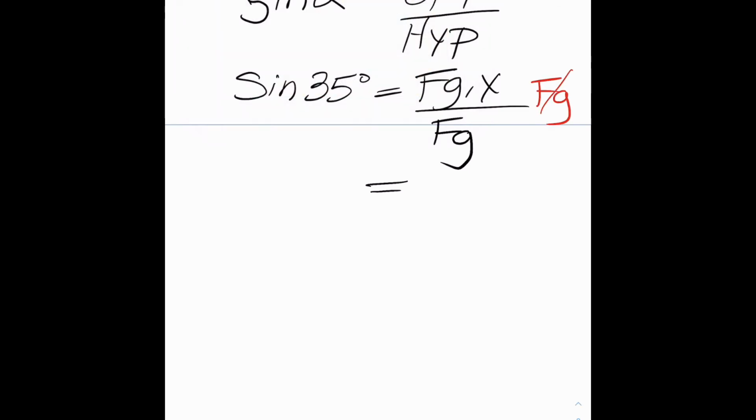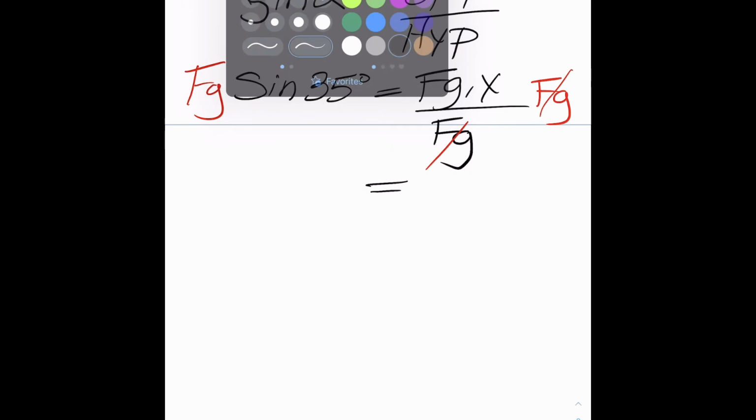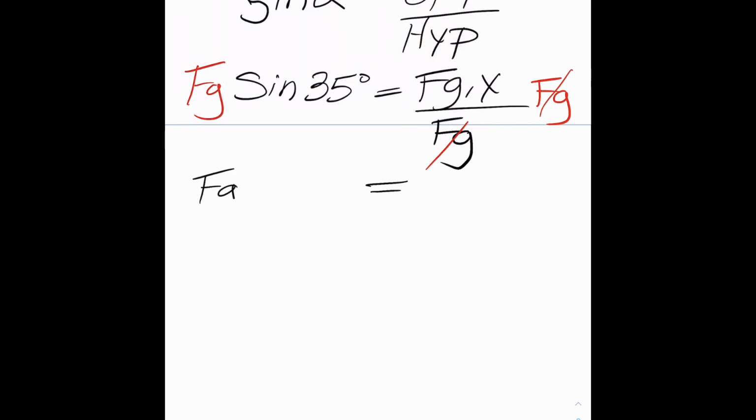Multiply both sides by FG. Sends it over here, right? And the reason I knew multiply is because I had a fraction over on the right. So see some division, I like to do the opposite to move it, which is multiply. So now I'm going to go ahead and rewrite. And once again, FG is mg.